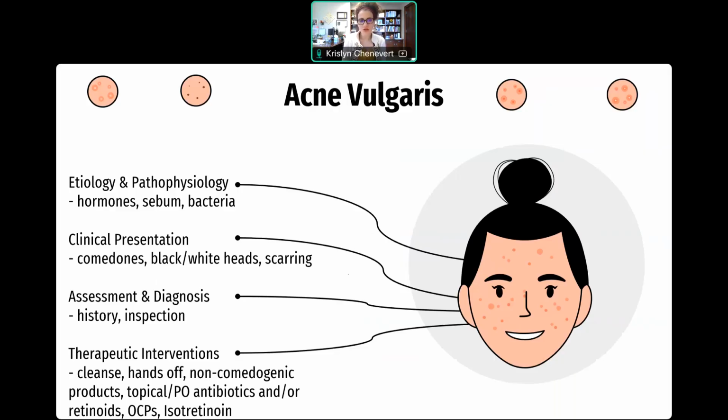They can go to the dermatologist for topical or oral antibiotics, and other topical and oral medications like retinoids, or females might be prescribed oral contraceptive pills just to help with those hormonal swings that they're going to get during their cycle.